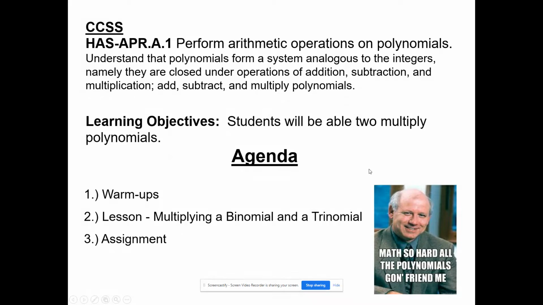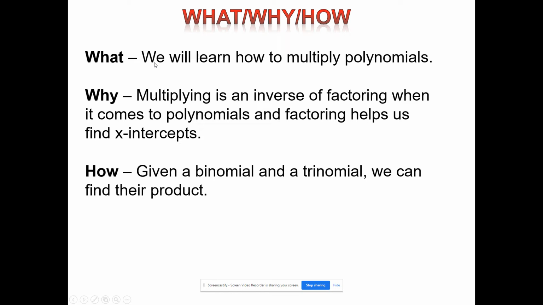So we've looked at multiplying a monomial times a trinomial. We've looked at multiplying two binomials. Now the last part here is to be able to multiply a binomial and a trinomial.